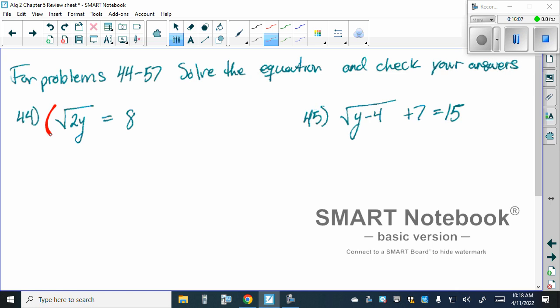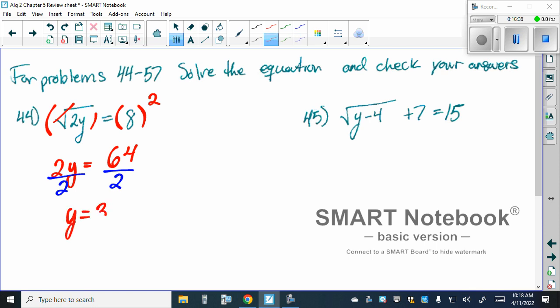Our second main step is to put both sides to the nth power. We want to match up the root. So since it's a square root, we're going to square both sides. Because here the square root and square will cancel, telling us 2y is equal to 64. And then the last main step was to solve for the variable. So here we would divide by 2, y equals 32.